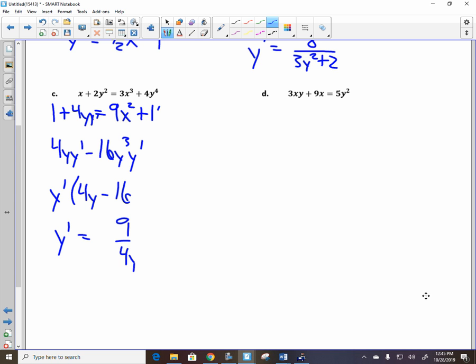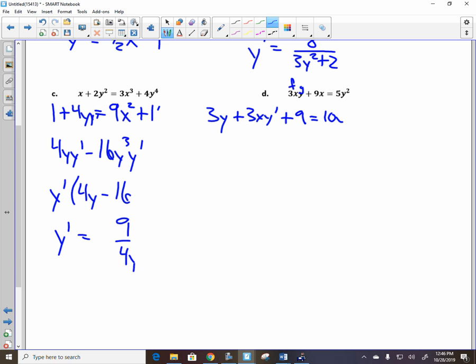Product rule. Very good. I'm going to take the derivative of 3xy. So I will call that f, and I will call this g. What is f prime? 3. What is g? y. Plus 3x y prime. So that's the derivative of 3xy. Everybody clear? That's the product rule using 3xy.